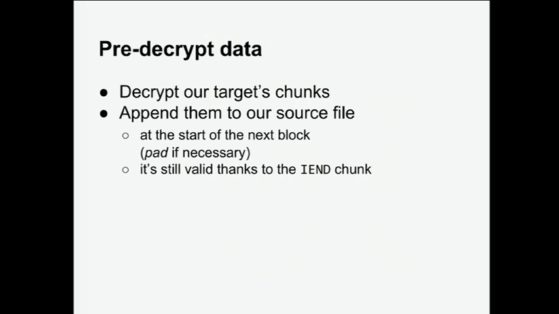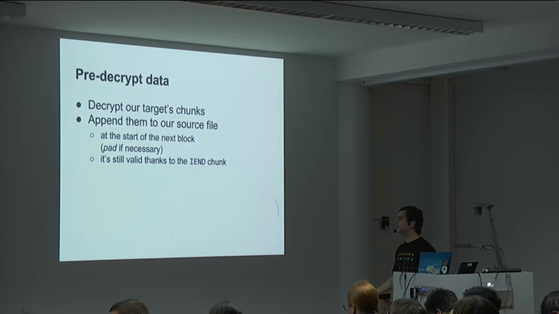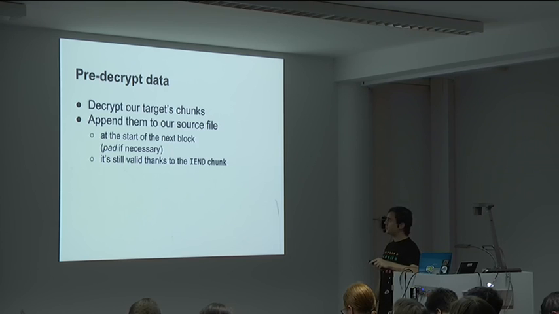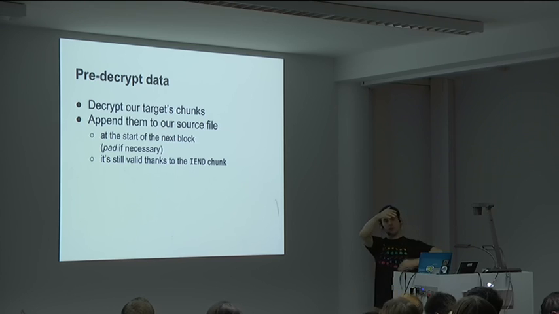So if we pre-decrypt data, we decrypt the target chunks and we append them at the start of the next block, of course, so that there's no corruption on the last block of Google. And then it will still be valid because of the IEND chunk at the end of Google. The rest of the file doesn't matter. So the Google logo is still okay.